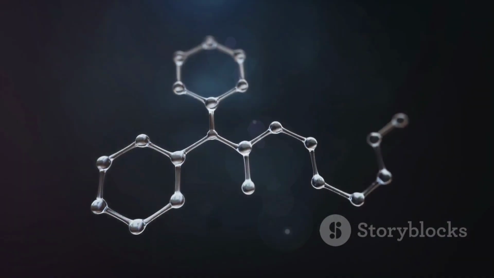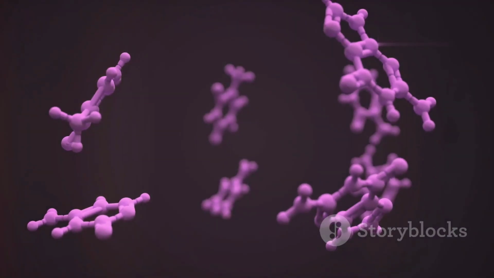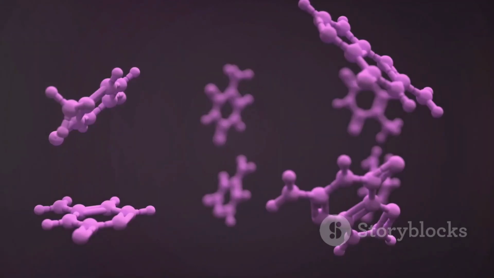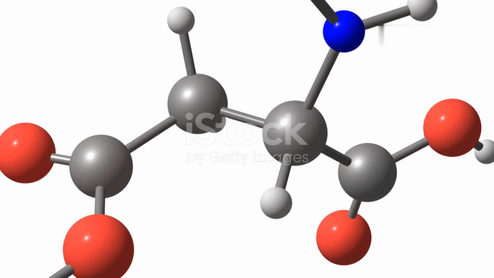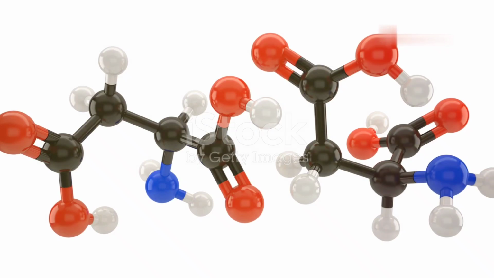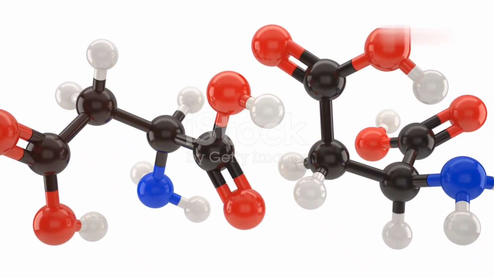Section 5. Amino acids, amphoteric nature. One of the fascinating things about amino acids is their ability to act as both acids and bases. This amphoteric nature, known as amphoteric behavior, is due to the presence of both the amino group, basic, and the carboxyl group, acidic, within the same molecule.